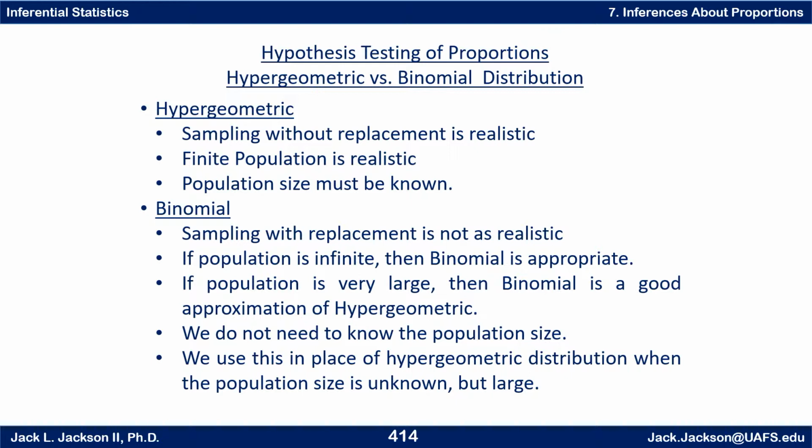So if we know the population size and we're doing sampling without replacement, we should use hypergeometric. But if we don't know the population size, we're fine. We can still do a test of proportions if, maybe we don't know the size of the population, but we at least know that it's big. And in that case, we can use a binomial distribution in place of a hypergeometric distribution to do our probability calculations.